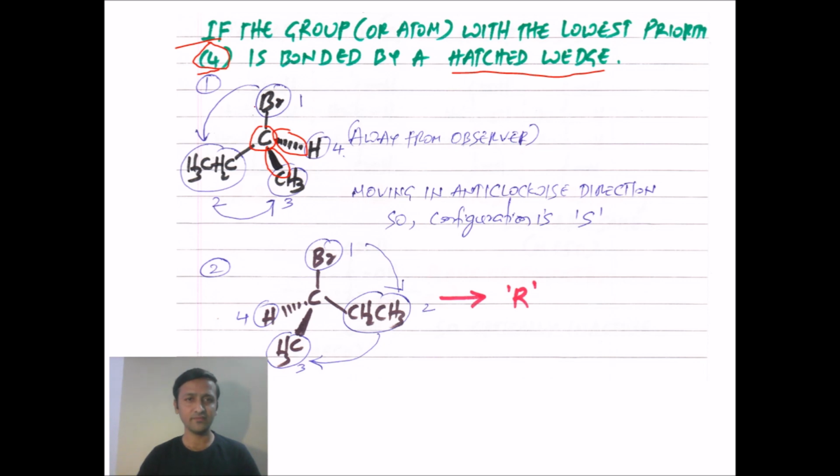First one is bromine, you got here. The second one is ethyl, and third one is methyl. Now based on atomic number, you can easily assign that, right? Bromine gets higher priority. The second one now, you can see ethyl and methyl.